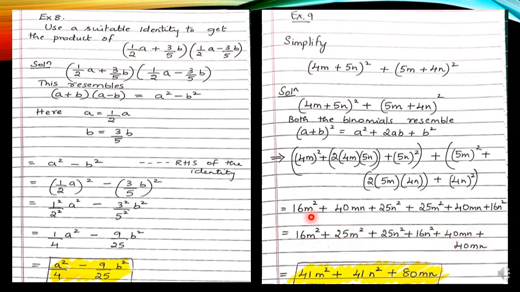These two are like terms and both are having plus sign. So add them, it is going to be 41m square. And these two are like terms and they are having plus sign. So add, it is going to be 41n square. Plus these two are like terms, so add them because they have plus sign in between, so 80mn. So this is going to be your final answer.